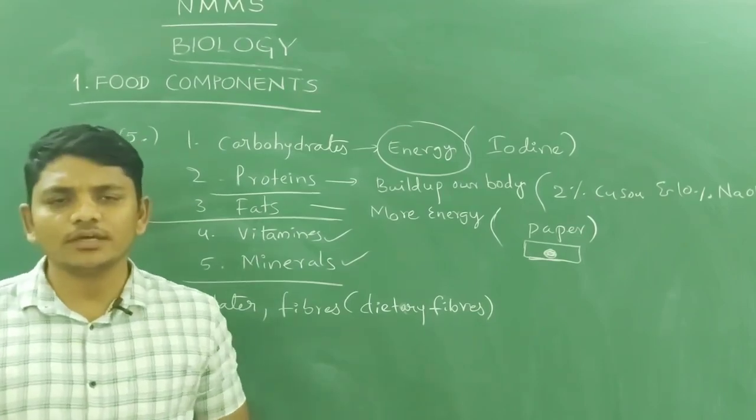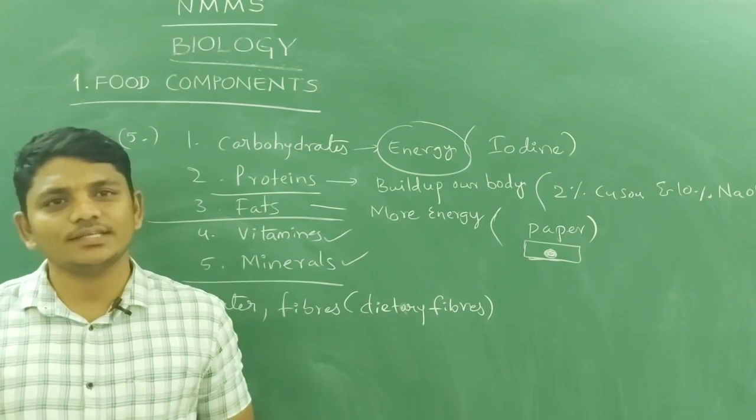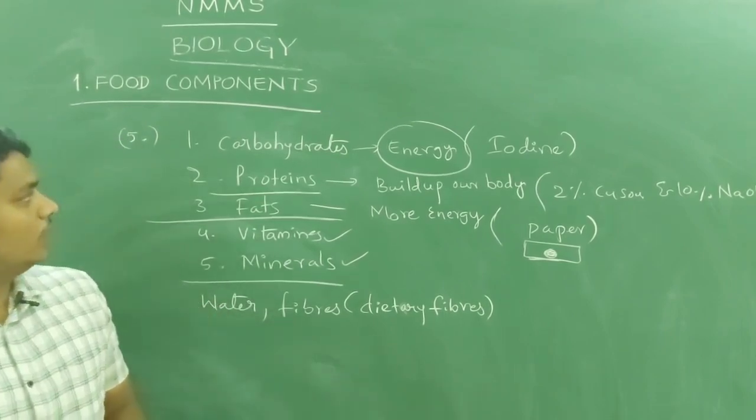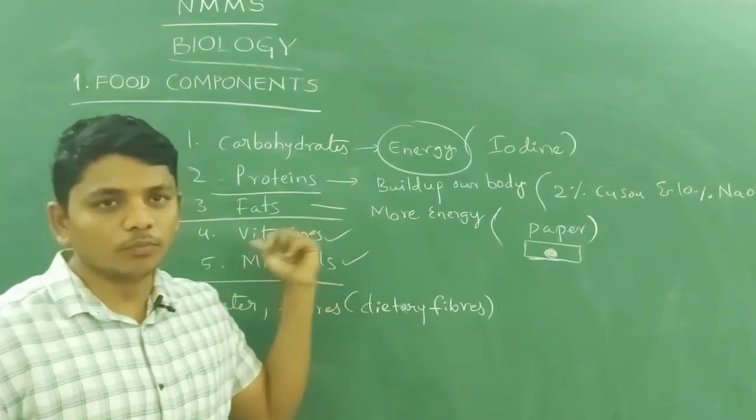Again I am repeating: meat, milk, eggs, pulses. Nuts are nothing but pulses. These are all very important things for proteins. These are good sources of proteins.